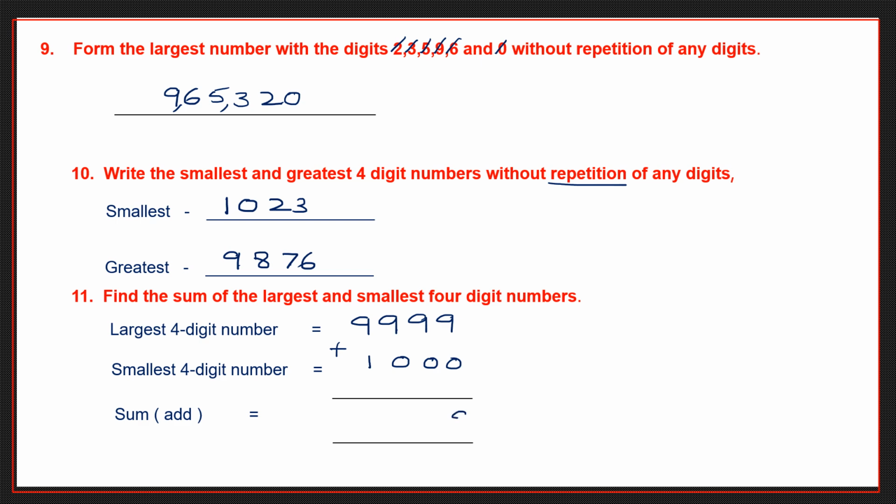So 9 plus 0 is 9. Again 9 plus 0 is 9. 9 plus 0 is 9. And then 9 plus 1 is 10. So 10,999 is the sum of the largest and the smallest 4-digit numbers.